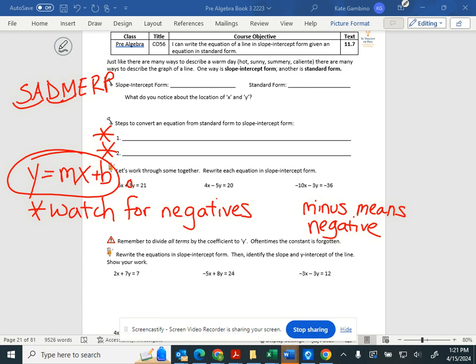So here, when I have 2x plus 7y equals 7, that's a positive 2x, so I have to subtract 2x. So when I put it into my final form, that minus 2x becomes a negative 2. So minus becomes negative.